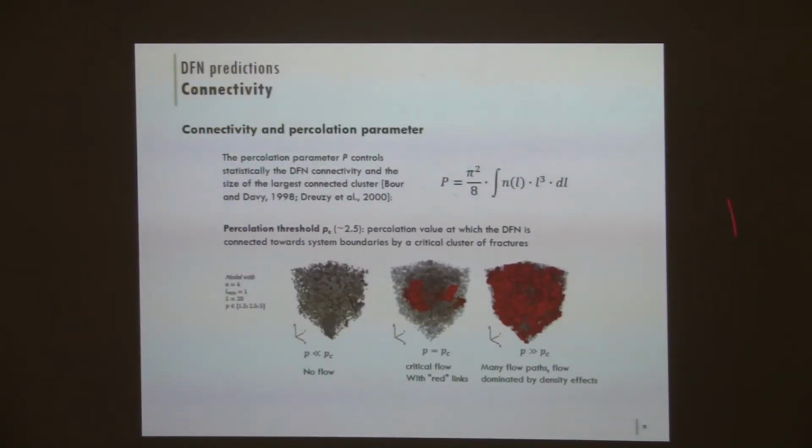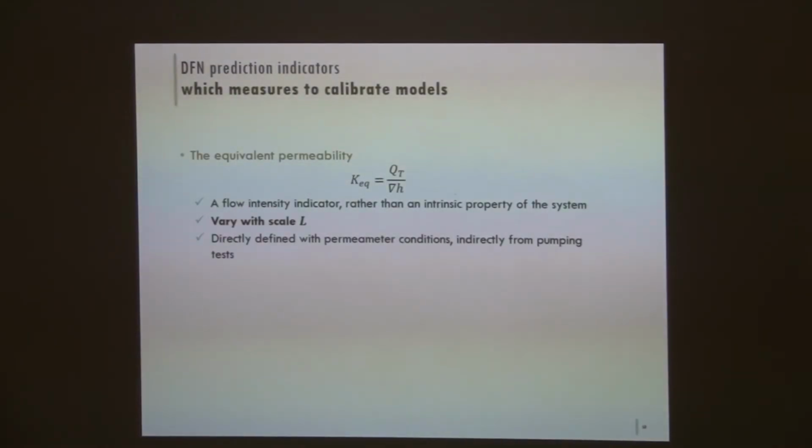So with DFN you can predict connectivity. Caroline already showed this example, and this is very good. With a simple index, you predict the connectivity. As a measure to calibrate, you can use equivalent permeability, but who cares about equivalent permeability? If you have a measure of 10 liters per meter rather than 1 liter per meter, you switch the permeability by a factor of 10 and you obtain the same result.